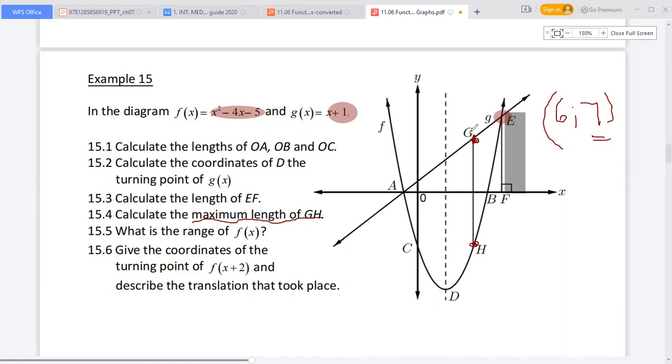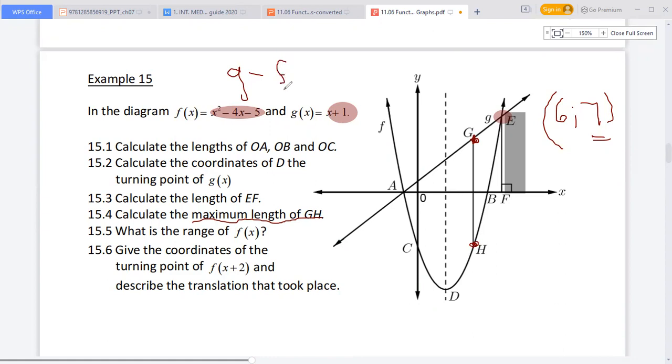But here they're saying find the maximum of GH. In this case, you always say top minus bottom, meaning that you say, what is the top? And the top is the straight line. So you'll basically say G minus F, right? G of X minus F of X, right?